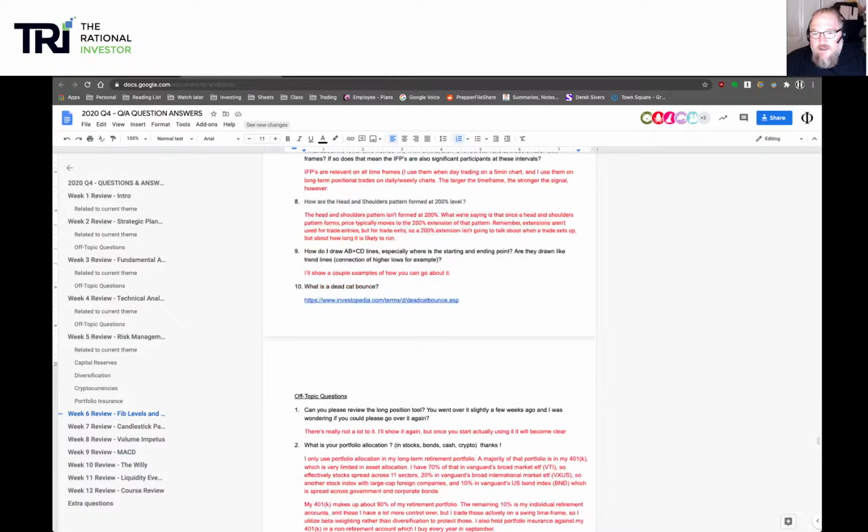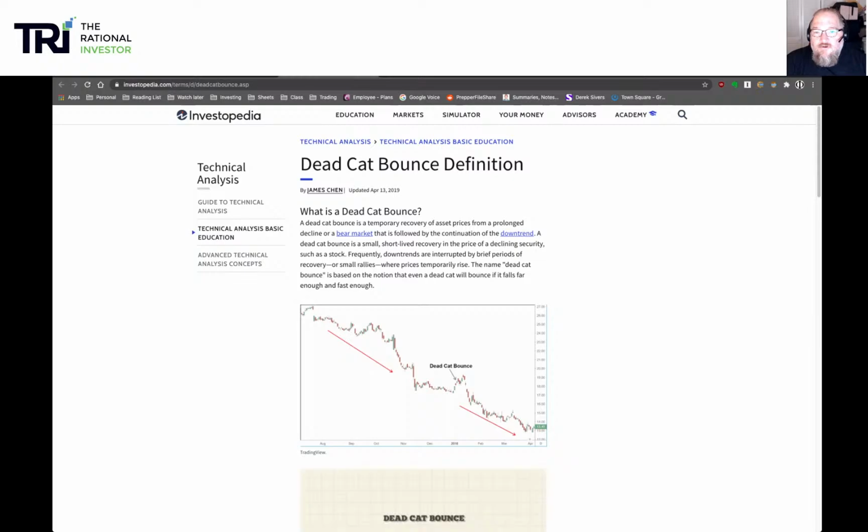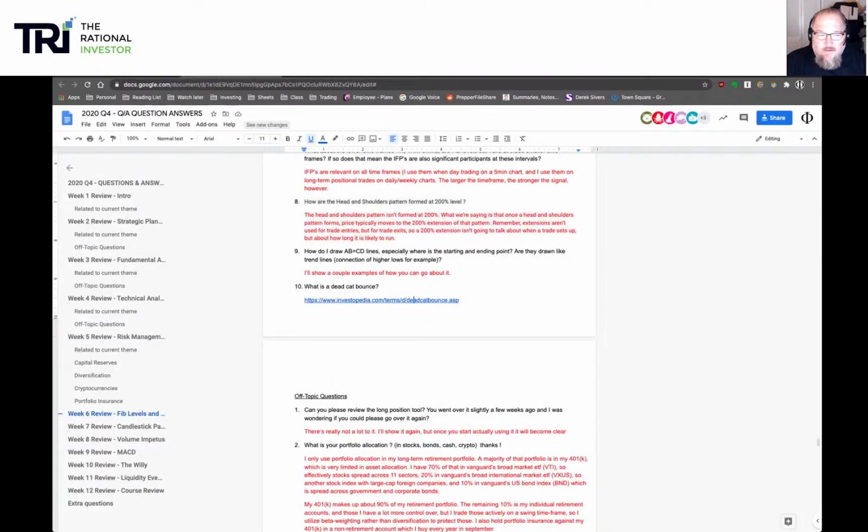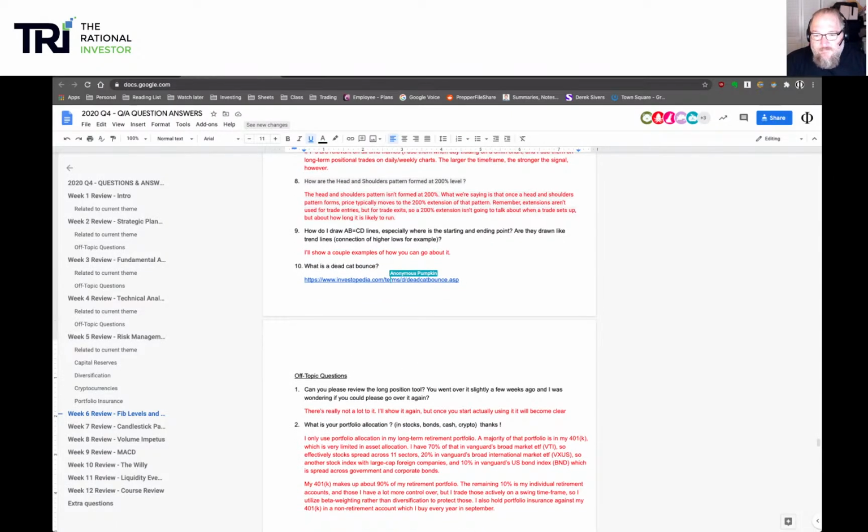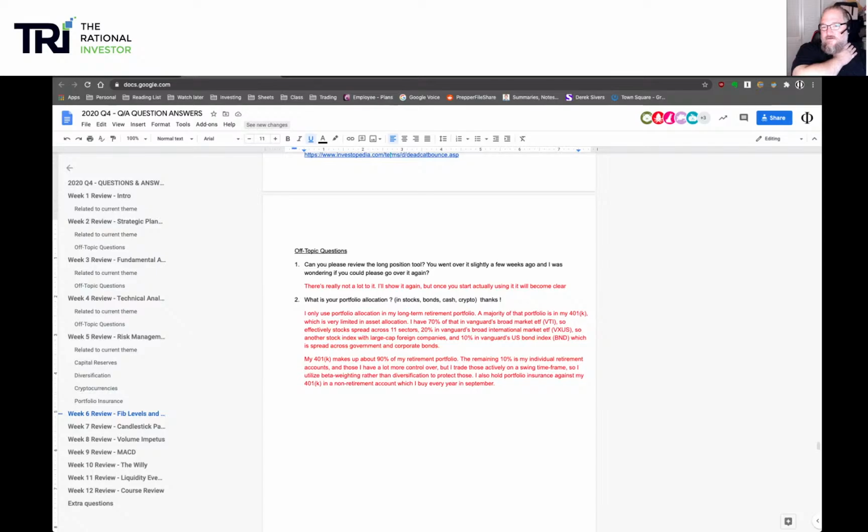What is a dead cat bounce? I just linked you over to the Investopedia page on it. Dead cat bounce just means a small retracement after a long trend, and it comes from the notion that even a dead cat will bounce if it falls far enough and fast enough. Kind of gross, but that's where it comes from.